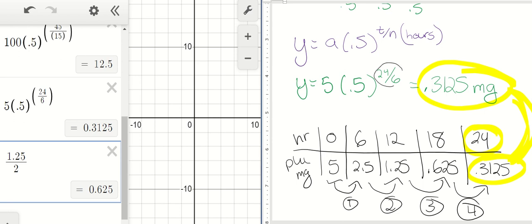That's why we do this right here, because 24 over 6 is 4. That represents that it cuts in half 4 times over the course of the day. So that's why we have to divide by 6. Not because it's cutting in half 24 times, but 4 times over the course of the day.